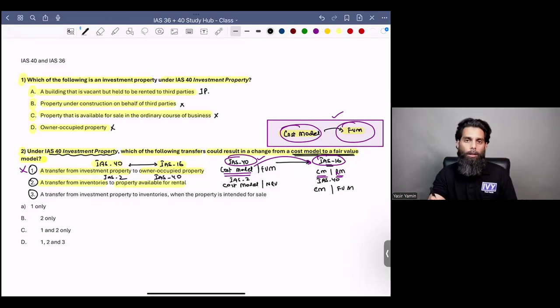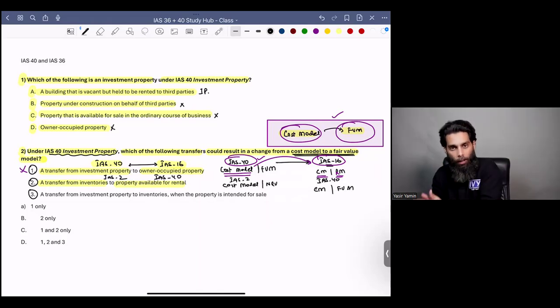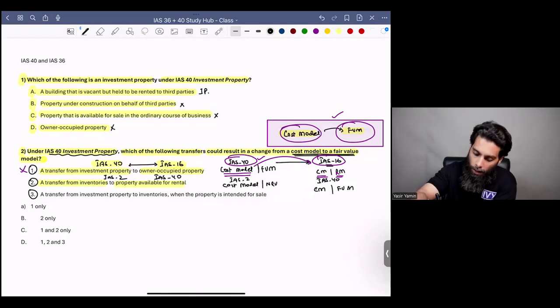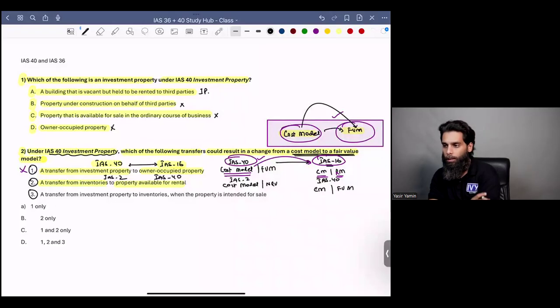I ask you, is it possible that we shift from IAS 2 to IAS 40 and a scenario comes where we are changing our accounting model from cost model to fair value model? Is it possible under this scenario? Scenario two. Give me a Y or an N. No. N.